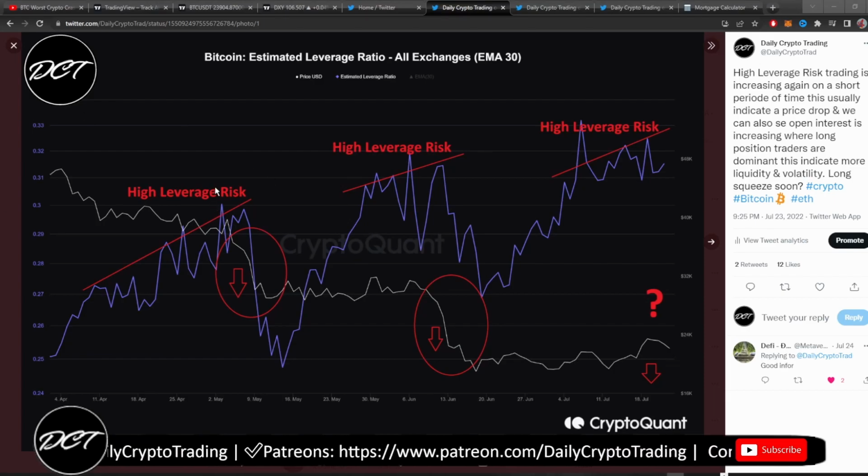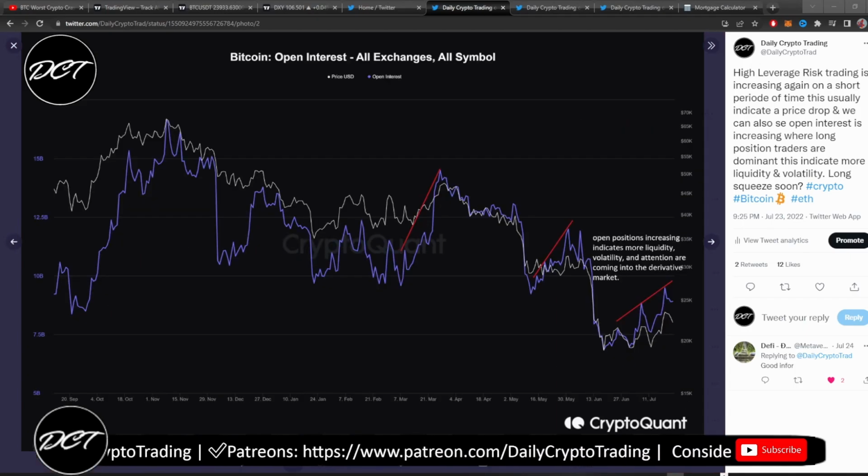If you look right there, we have high leverage risk and we have a deleveraging event going on, price drop. High leverage risk, deleveraging event going on, price drop. High leverage risk, and we might see a deleveraging event going on, price drop. Let's stay at the derivative markets. At the moment, we can see there's a lot of open position. Now, this indicates there's a lot of liquidity going to the market, a lot of volatility in the market. It is getting a lot of attention. So derivative market gets a lot of cash, all right?